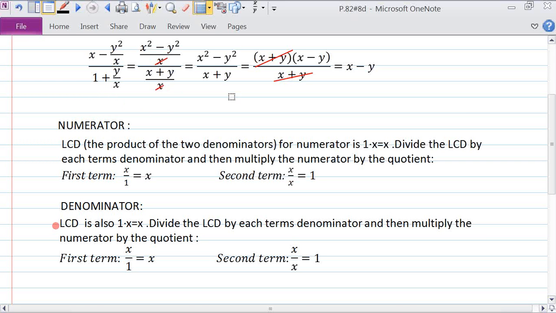Now, let's deal with the denominator. Well, the LCD is identical because this is over 1 over 1, and here the denominator is 1. I multiply 1 times x, and I get x. So again, the LCD is x. Take the first term. I divide the LCD by the denominator in this first term. It's 1, and I get x. So multiply x times 1, and I get x. Now I go over to the second term, which is right here. I divide the LCD by the denominator in the second term. I get 1, and I multiply 1 times y, and I get y. Here's my LCD for both of them.